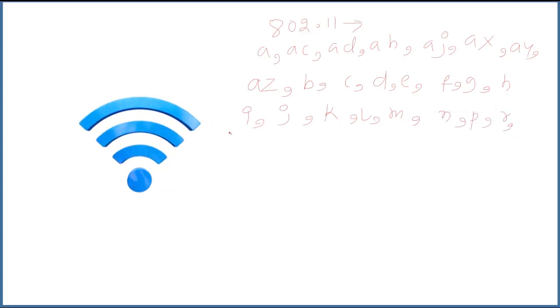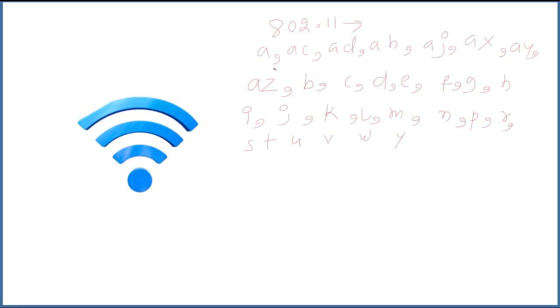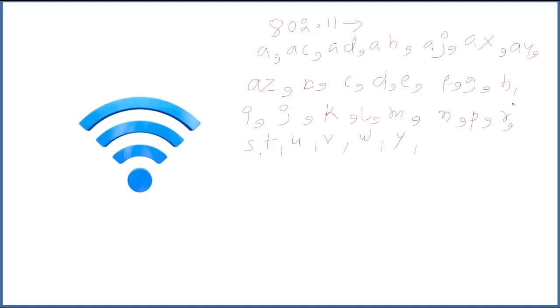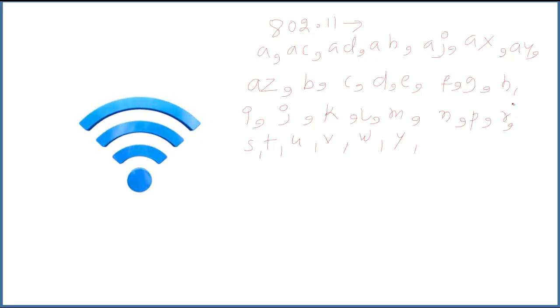and I think S, T, U, V, W, Y was there. So I think this is a long list. I think these are around 25 plus, so I'll just count them down. So these are the variants which are available with your 802.11.